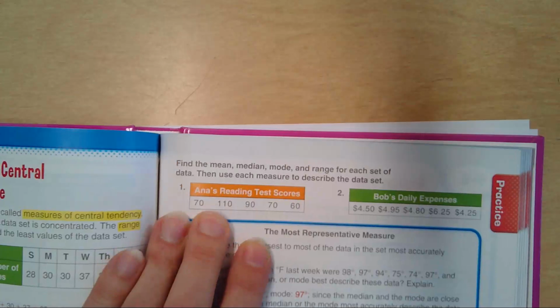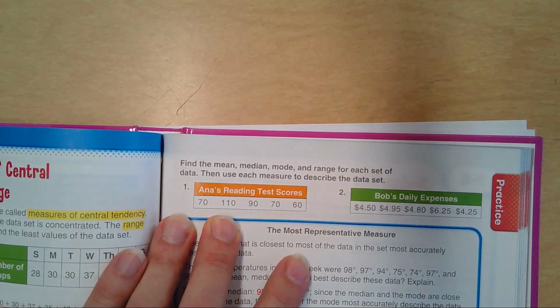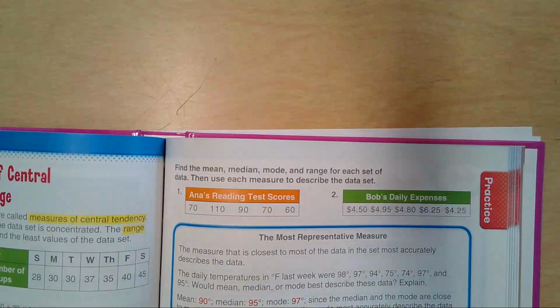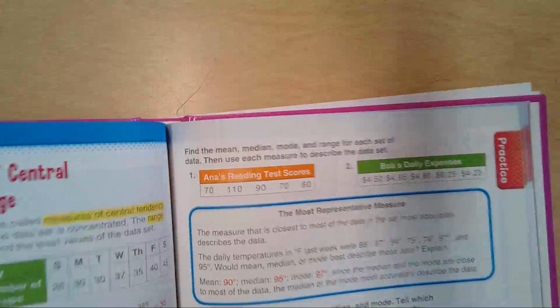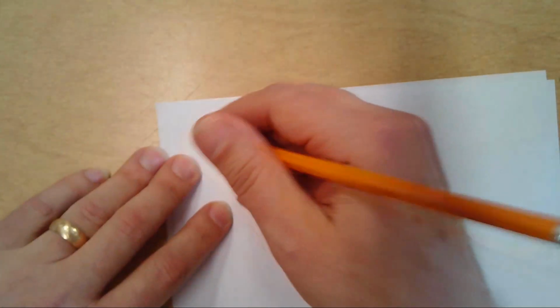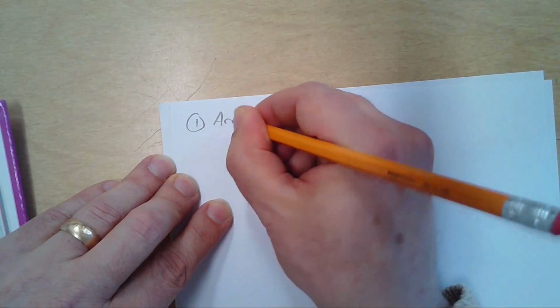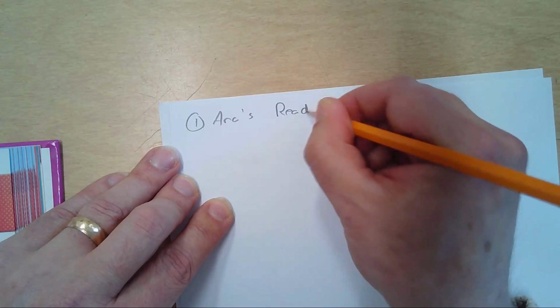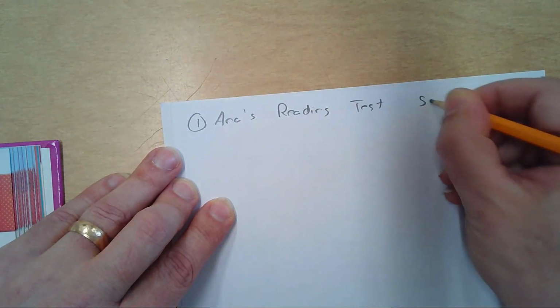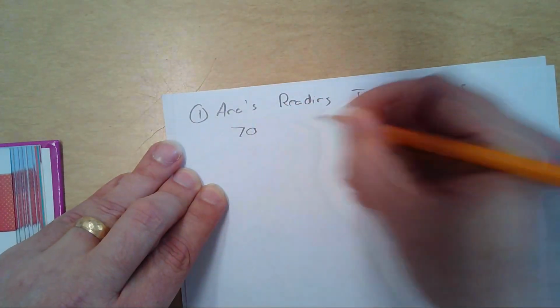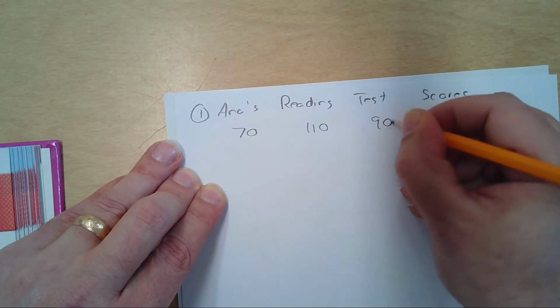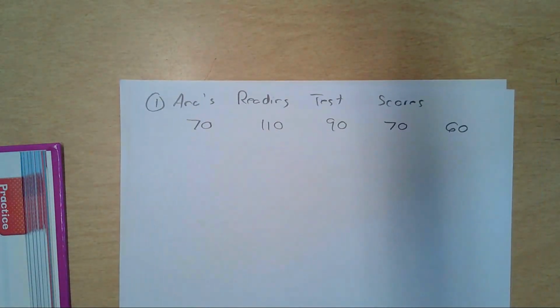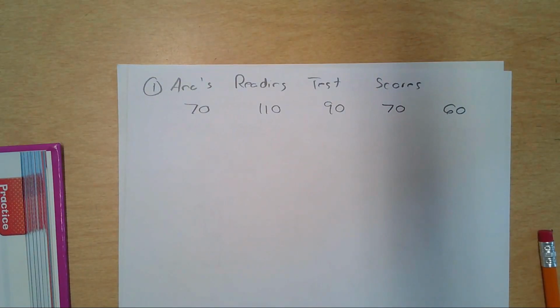All right. So let's look at number 1 over here. Anna's reading test scores. Find the mean, median, mode, and range for the data here. You guys should be able to do it on your own. So there they are. Find all 4. The scores are 10, 90, 70, and 60. So there you go. Find all 4: range, median, mean, and mode. You can figure them out in any order you wish.